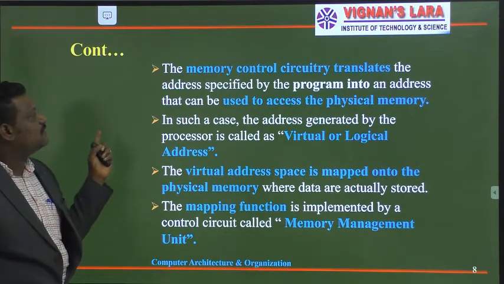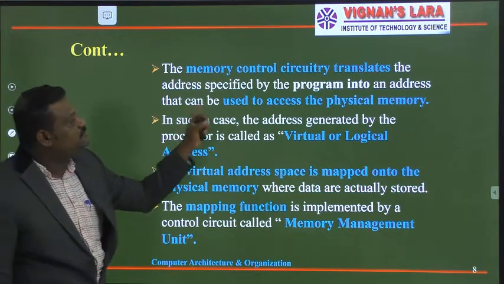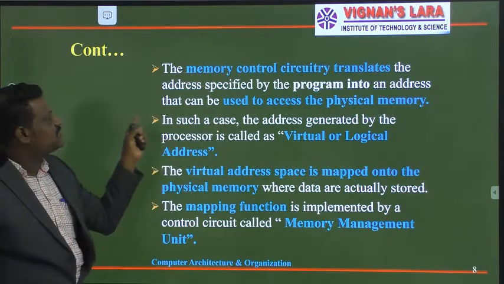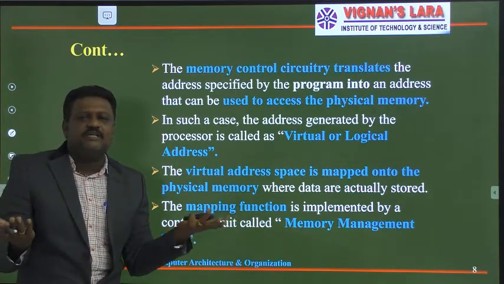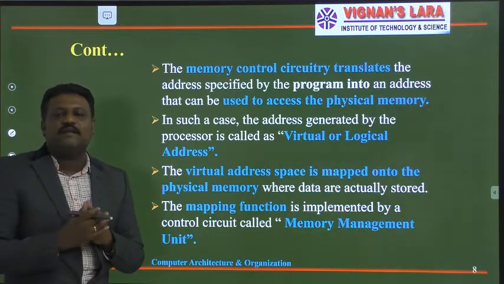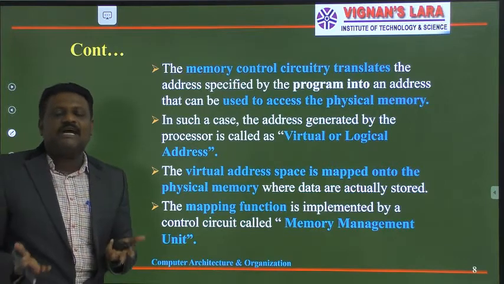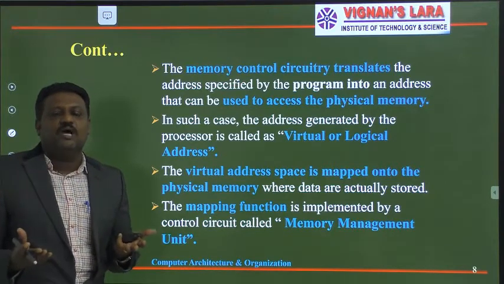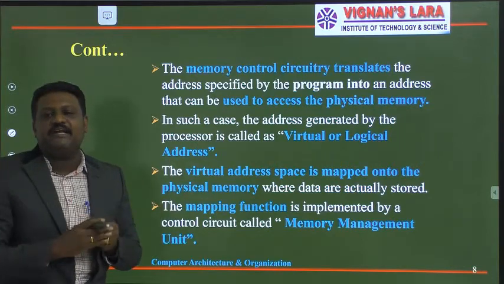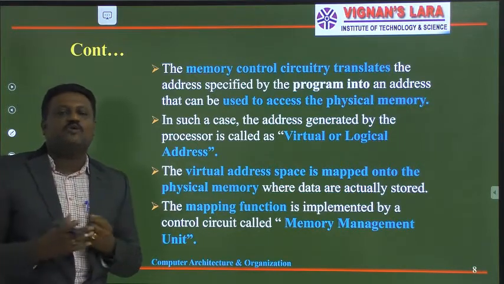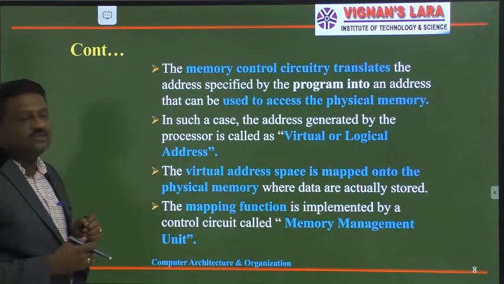So coming to the next, the memory control circuitry translates the address specified by the program into an address that can be used to access physical memory. Generally your program generates an address which is called a logical address. That address is completely different from a physical address. So here I need a translator, a circuit which takes care of the conversion of the logical address generated by the program into a physical address, in order to access the information from a selected location. That is the meaning of this.